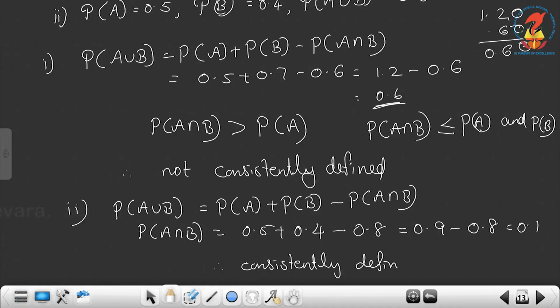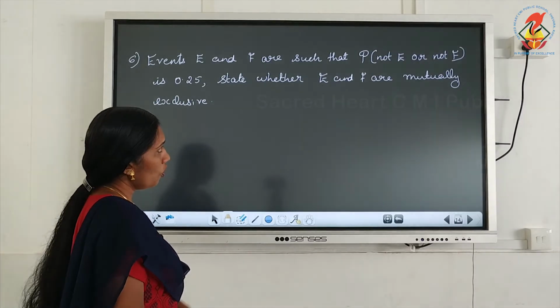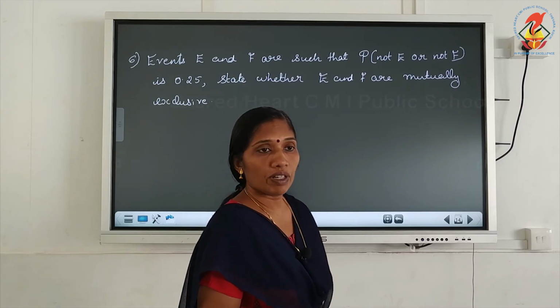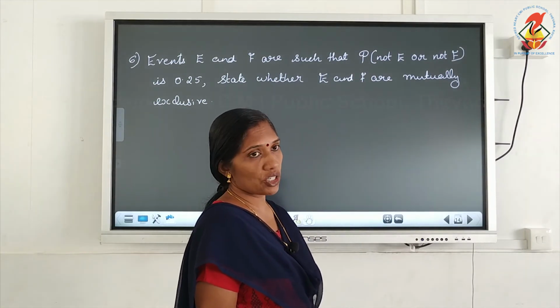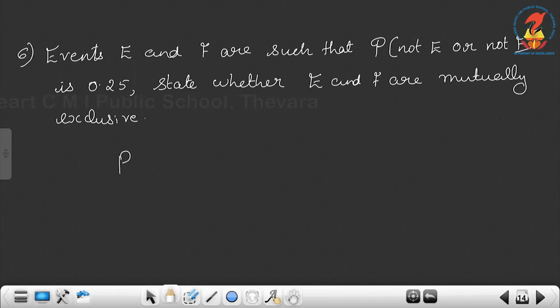Next one. Events E and F are such that P of not E or not F is 0.25. State whether E and F are mutually exclusive. So, for finding whether E and F are mutually exclusive, we have to get E intersection F. So, what is given? From that we can start. P of not E or not F. What is the notation? E complement union F complement. By De Morgan's law, it is the same as E intersection F the whole complement.